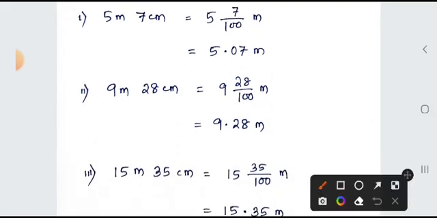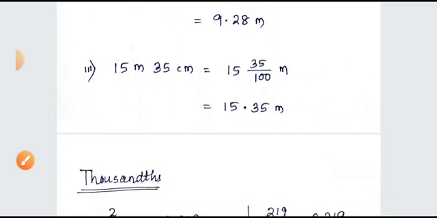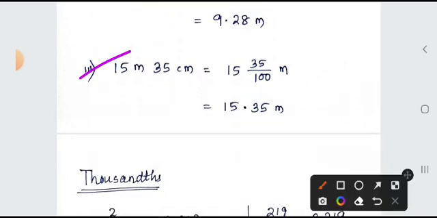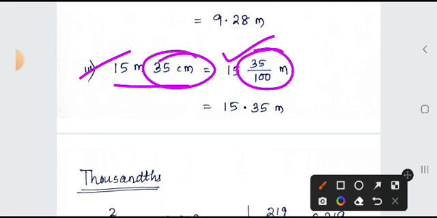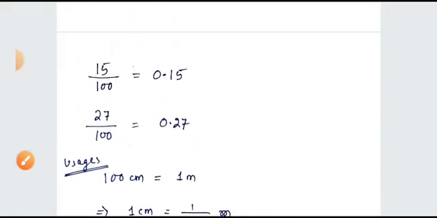Likewise, suppose we have 9 meter and 28 centimeter, then we have 9, it is in meter unit, so we don't have to change that, and 28 centimeter will be written in this way, 28 upon 100, and in total we have 9.28 meter. And the last example of the hundredths place will be 15 meter and 35 centimeter, then 15, and 35 centimeter will be written 35 upon 100, and in decimal form 15.35 meter will be there. So this is how you can use the hundredths place.